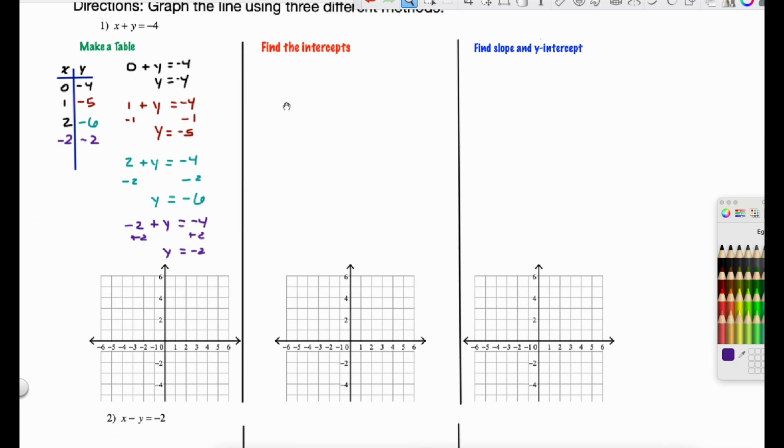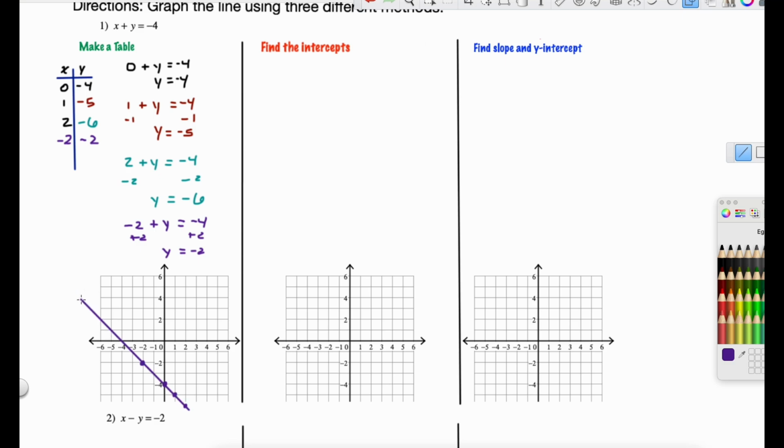Okay, so I can now plot these points. We've got 0, -4. We've got 1, -5. We've got 2, -6. I've gone off the chart here. And -2, -2 right there. And I'm going to draw a line through those points. And there we go. Graph the line.